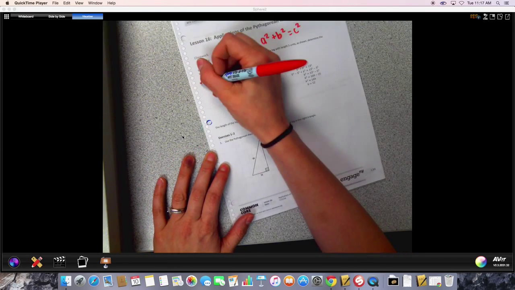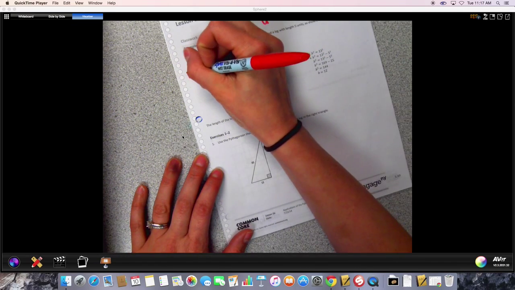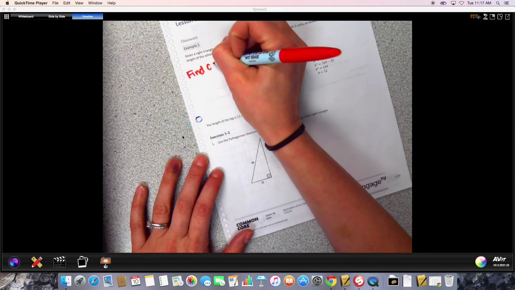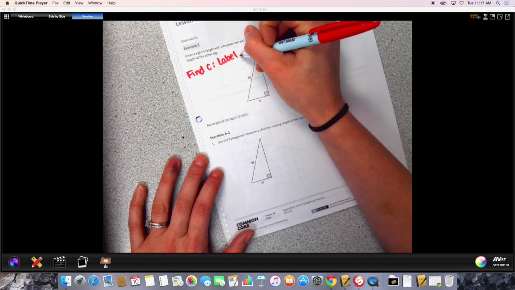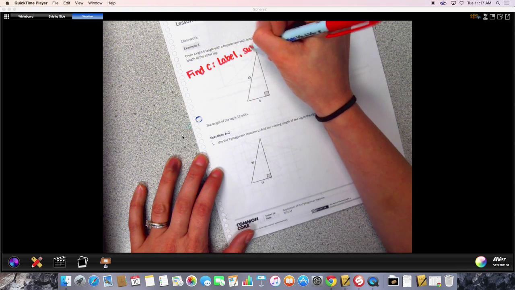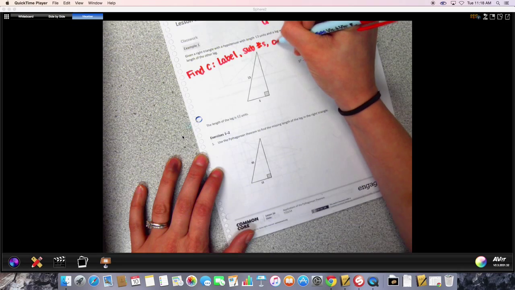The first thing we did yesterday, but let's remind ourselves of the steps. When we're looking to find C, we have to label our sides, then substitute our numbers in for our letters, then add the values that we get, and finally take the square root of our final answer. That's to find C, and we did that with every question yesterday. Now today, we're going to find A and B in addition to that.